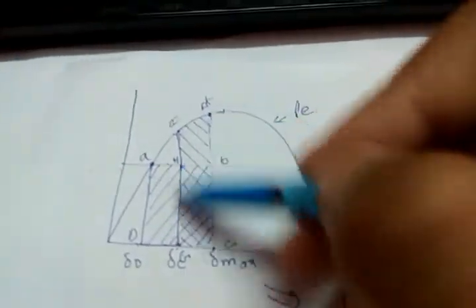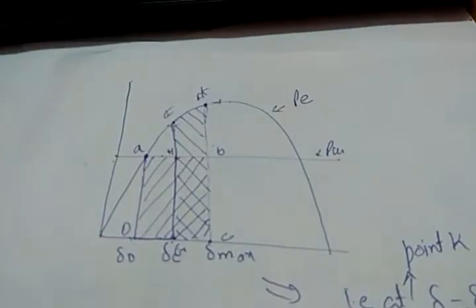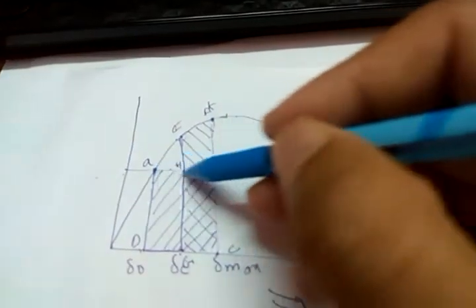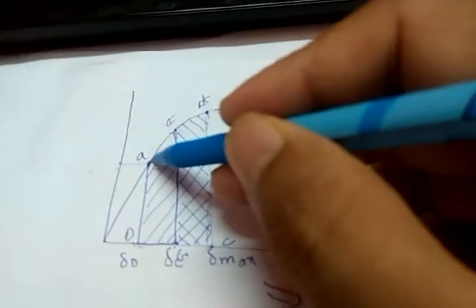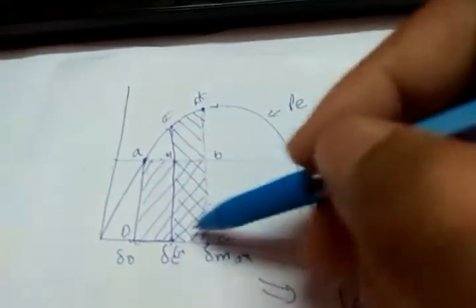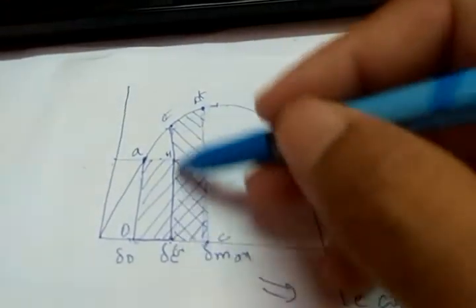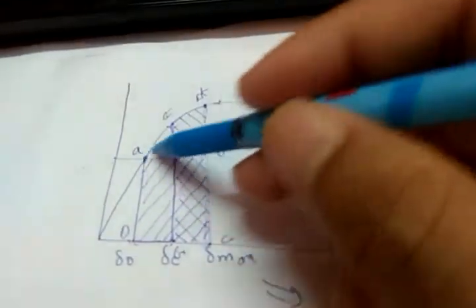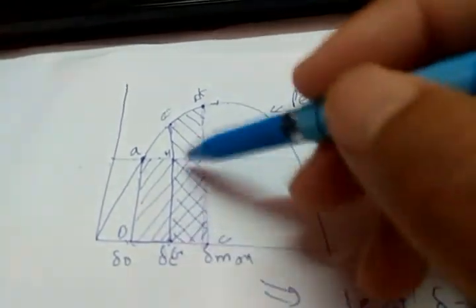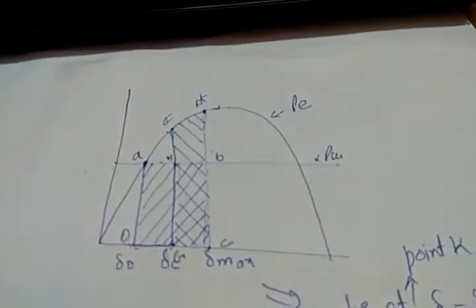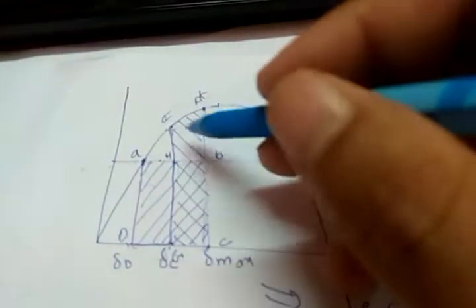So these two areas will be equal. The moment these two areas are equal, delta will stop increasing. This is the energy that is gained by the rotor, and this is the energy that is released. Means during this period it is accelerating, and during this period it is decelerating. This is gain in energy. Here it is releasing the energy.